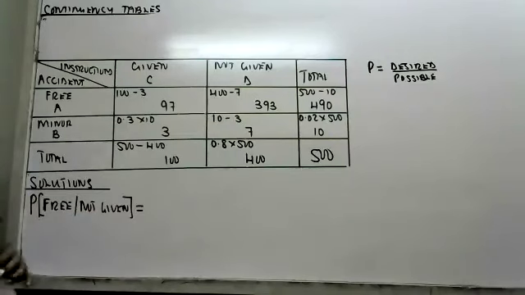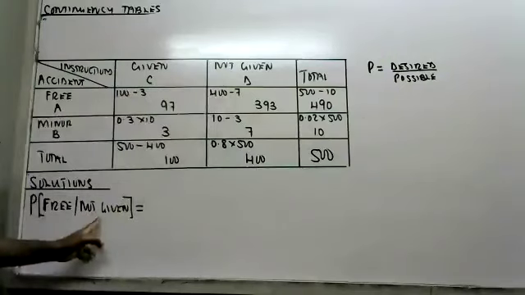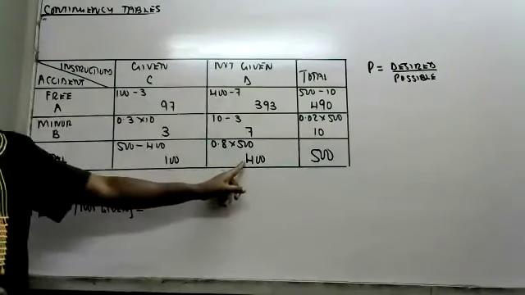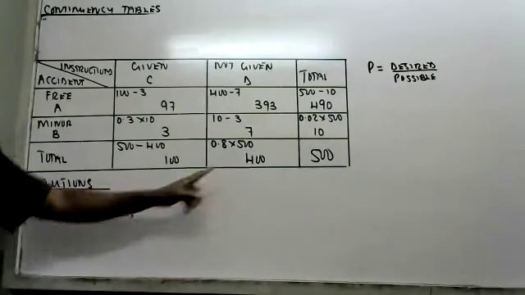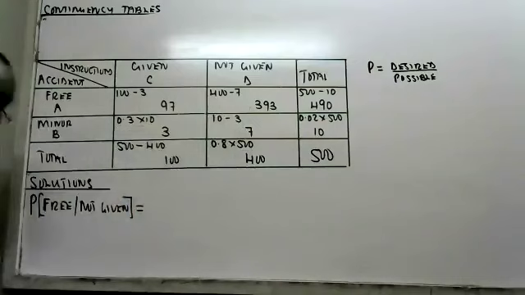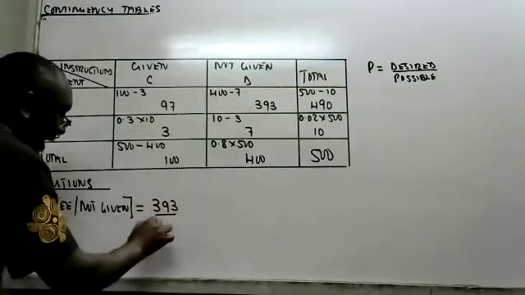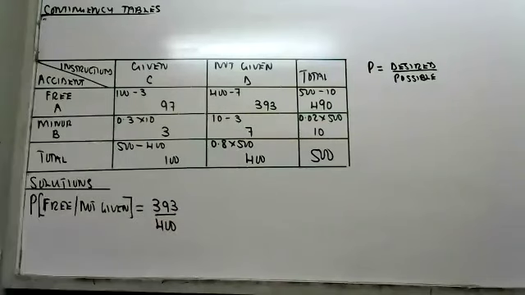As I've said, you will go to where it is not given. Those who are not given are 400. When you are there, you get those who are free, and they are 393. So that is 393 out of 400.